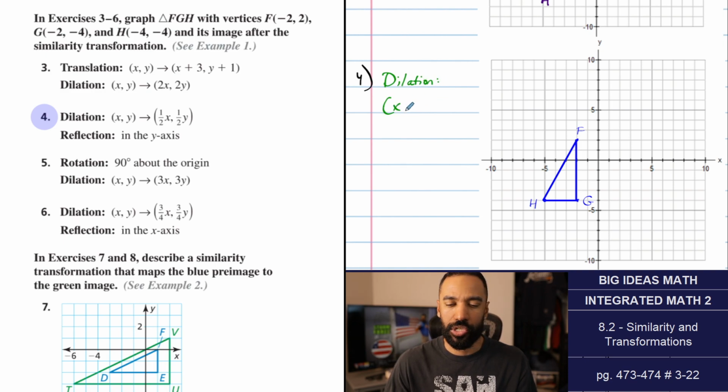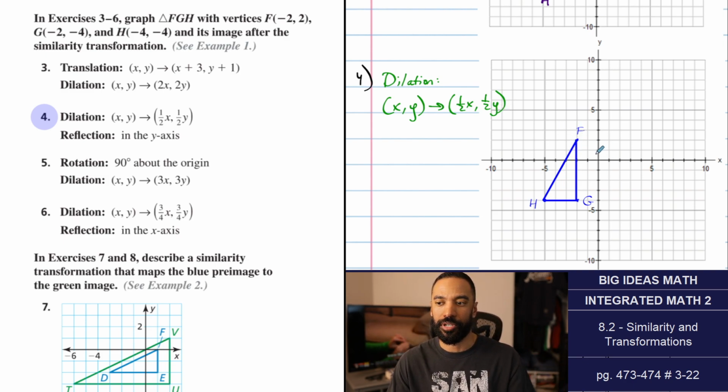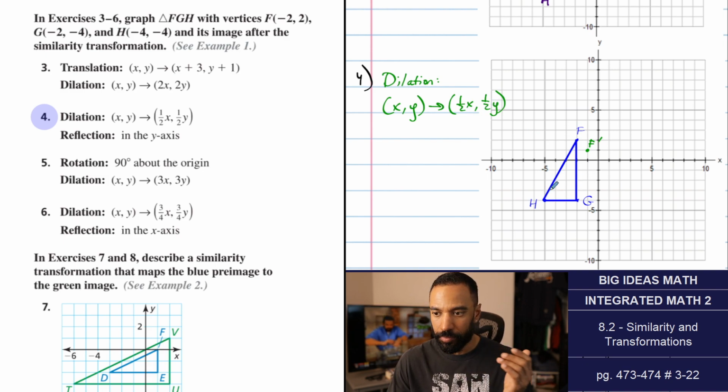We are going to halve our values, divide them by 2. Now, we know what the numbers are from the ordered pairs, and that means they're going toward the origin. From negative 2, 2 to negative 1, 1 will be F prime. That is half the distance, half the x, half the y. From negative 2, negative 4 to negative 1, negative 2.